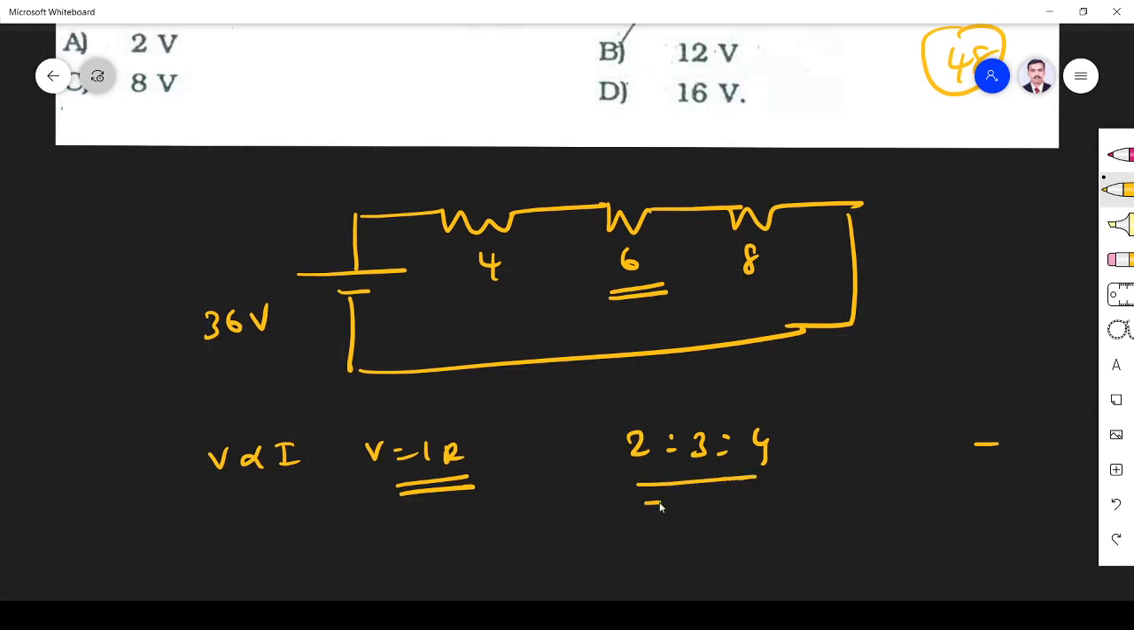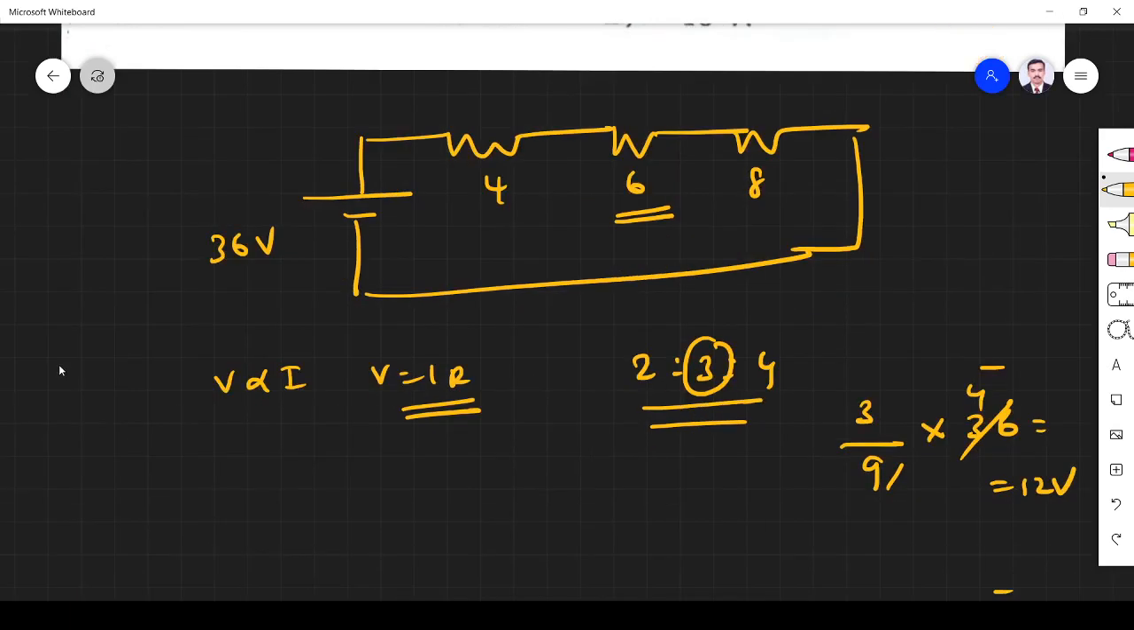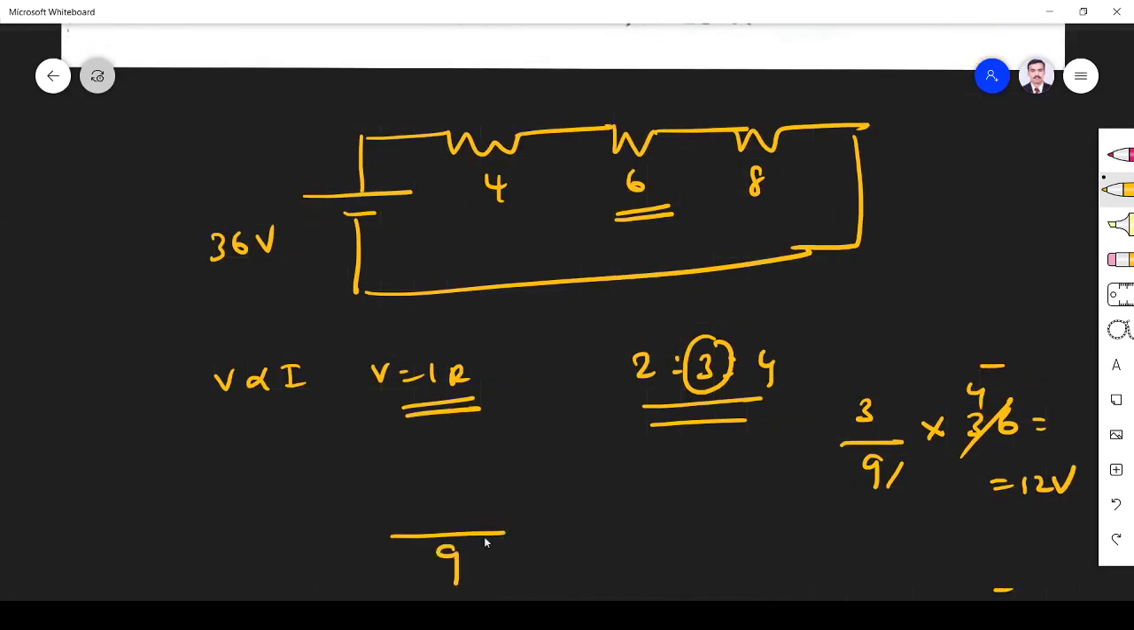So what is the total resistance? Let us assume it is 9, with 2, 3, 4. So out of 9, how much do I have to get for the drop? 3. So what is the total? 36. So 36 into 3 by 9, it is 12 volt. So the answer is option B. Suppose if they ask for what is the drop across 4 ohm, it is 9. Out of total 9, how much do I have to get? 2 times. So it is 2 into 36 by 9, 8 volt.